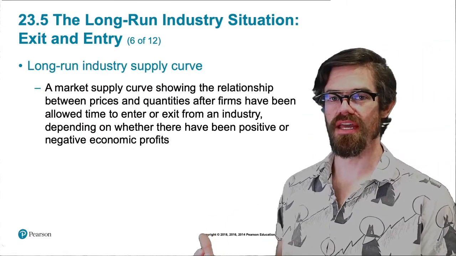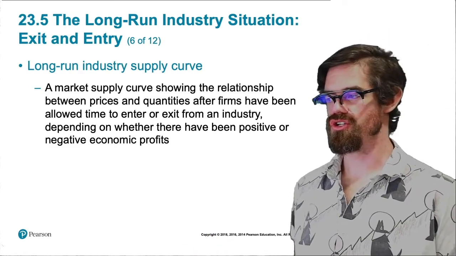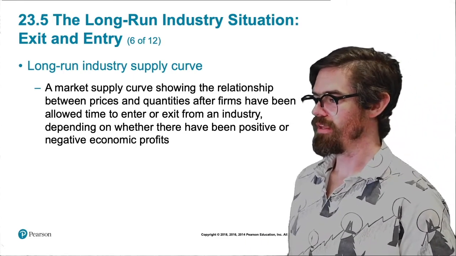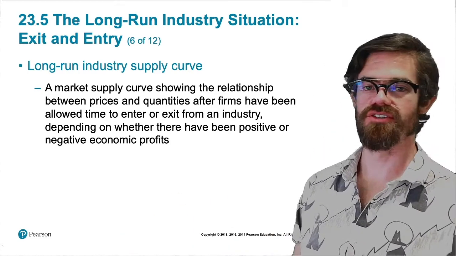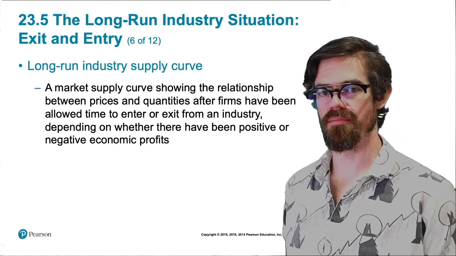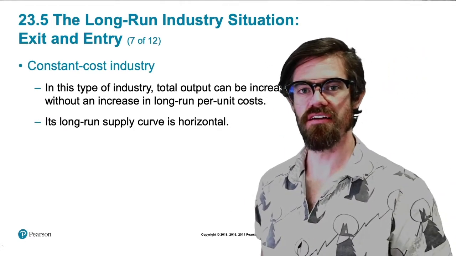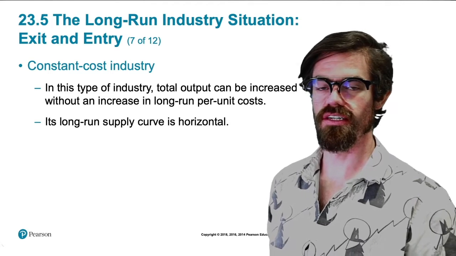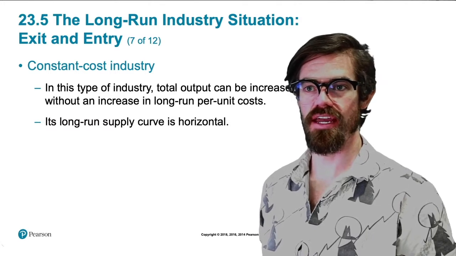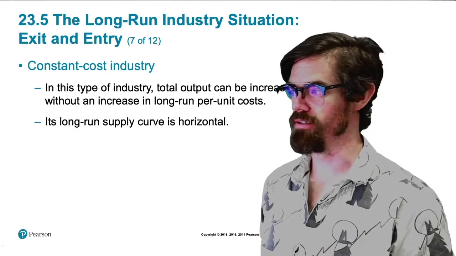And that leads us to a long-run industry supply curve, which is basically the market supply curve that shows the relationship between price and quantity supplied, just like previous supply curves, after firms have been allowed time to enter or exit from an industry, of course, depending on whether there are profits or losses. All right, so we can basically have three different types of industries given how each firm's costs change as more firms enter or more firms exit the market.